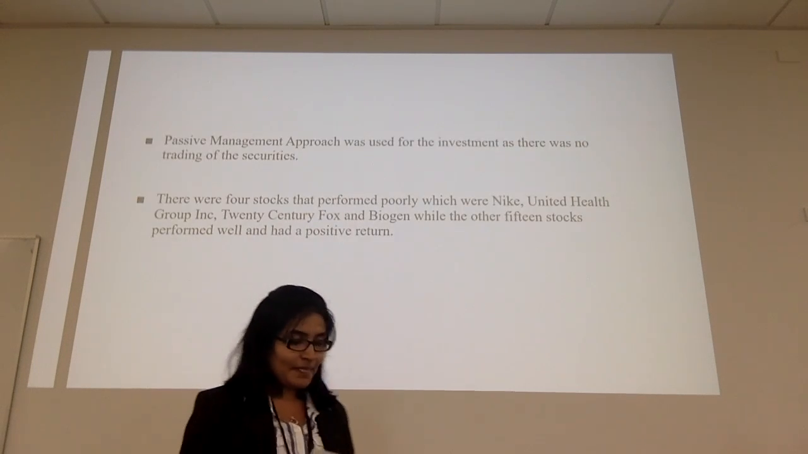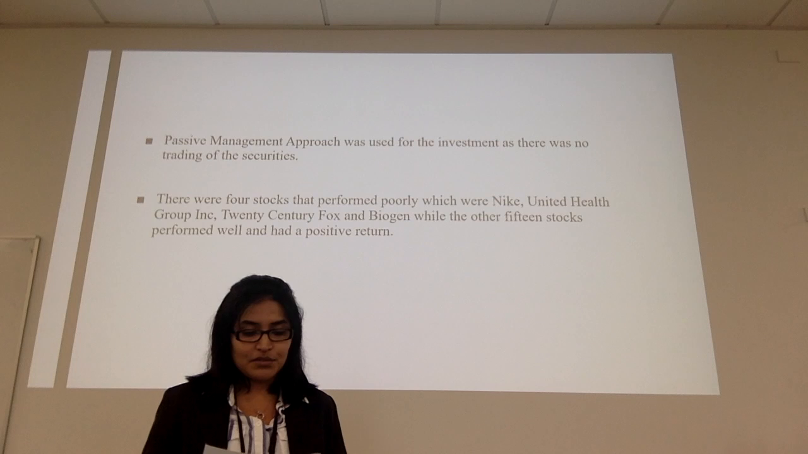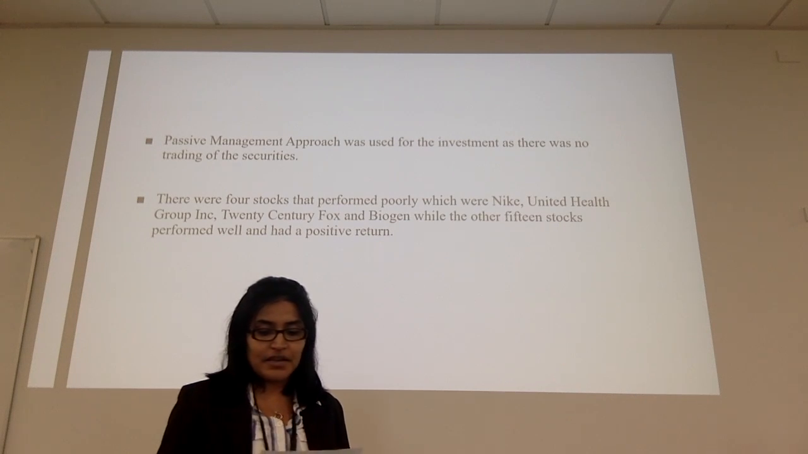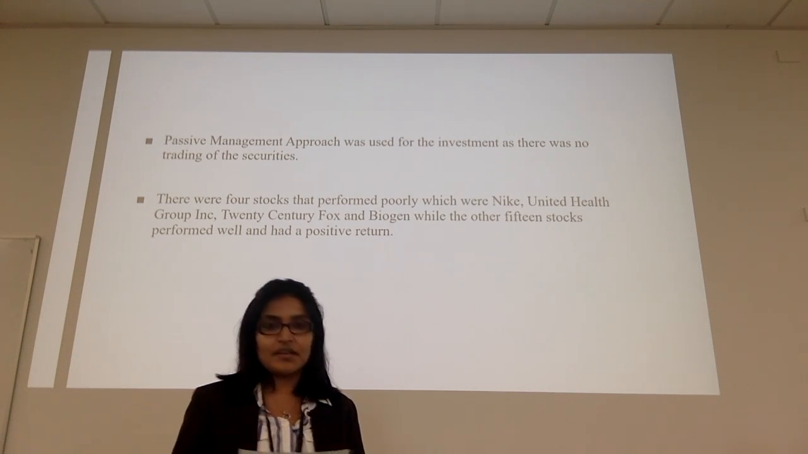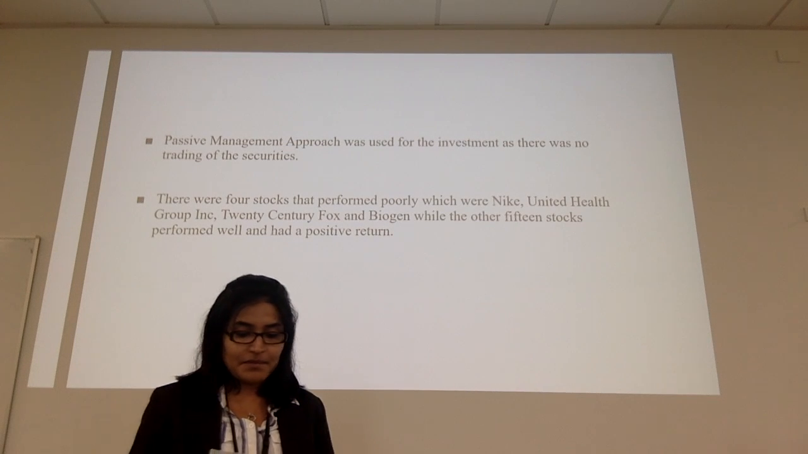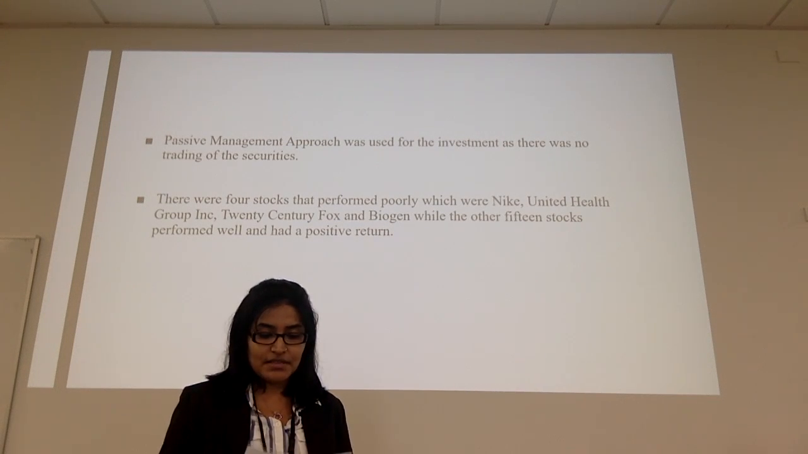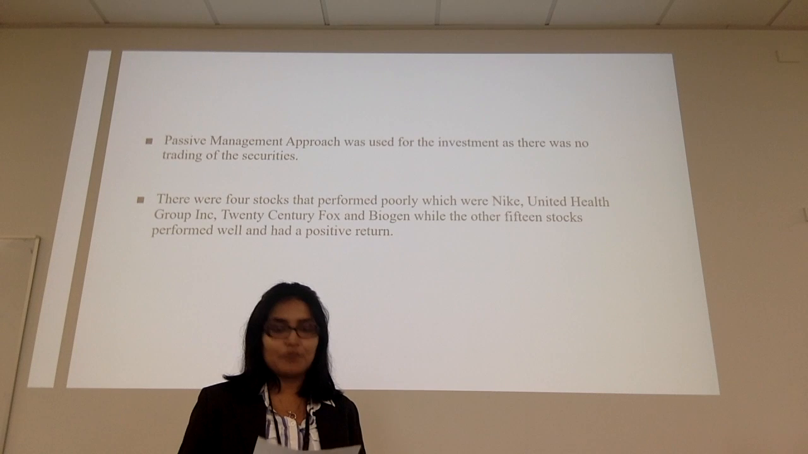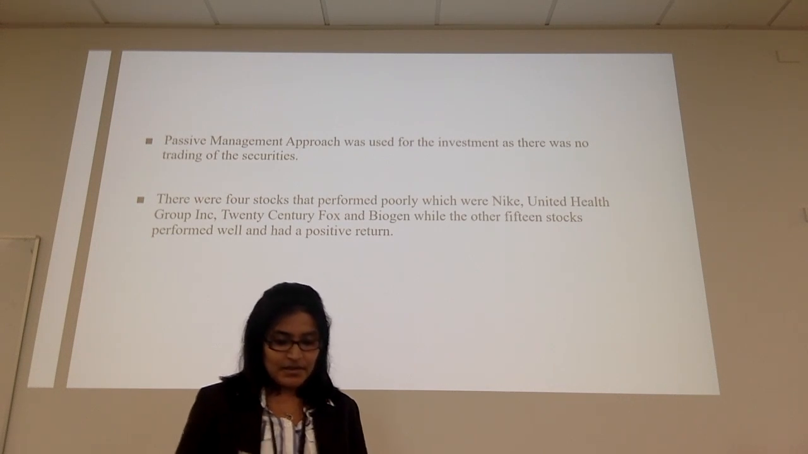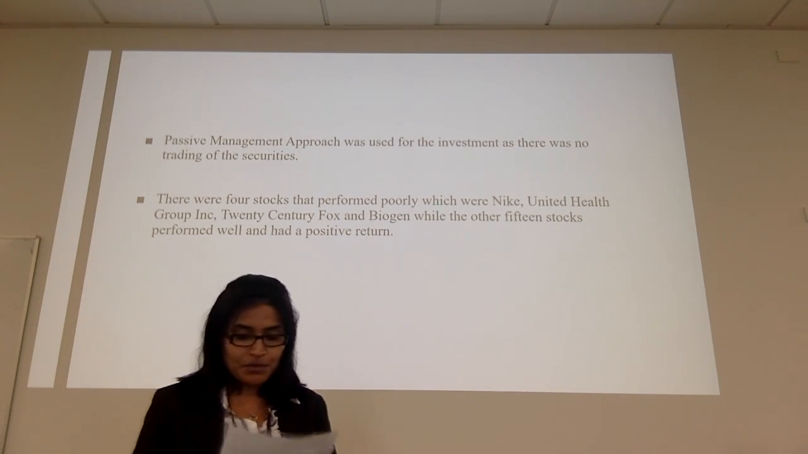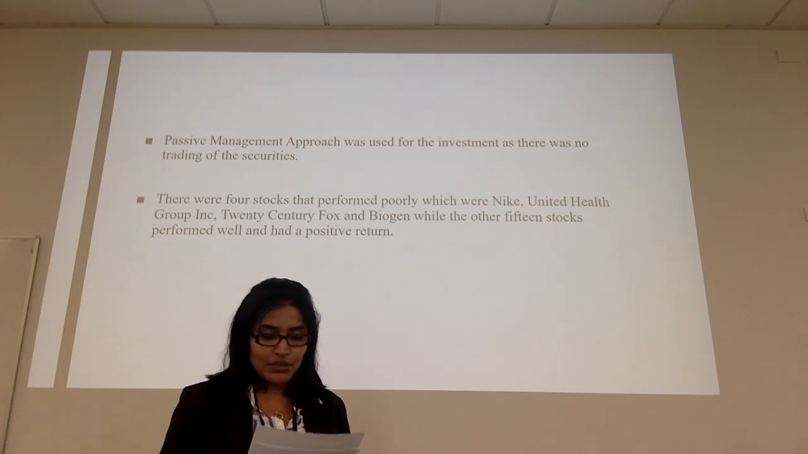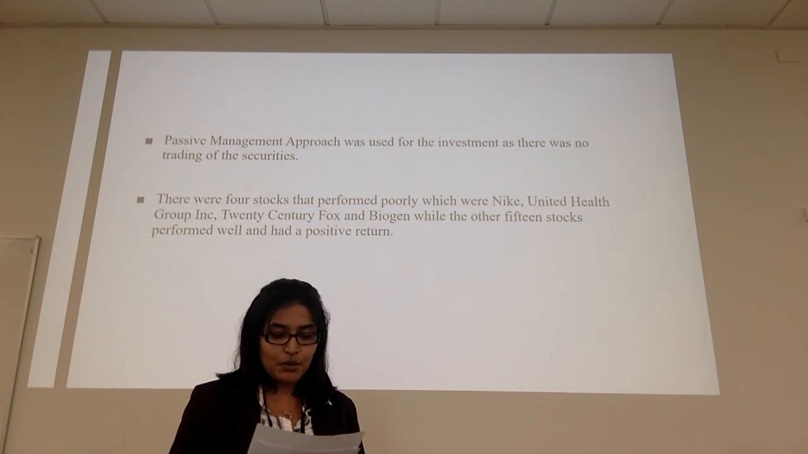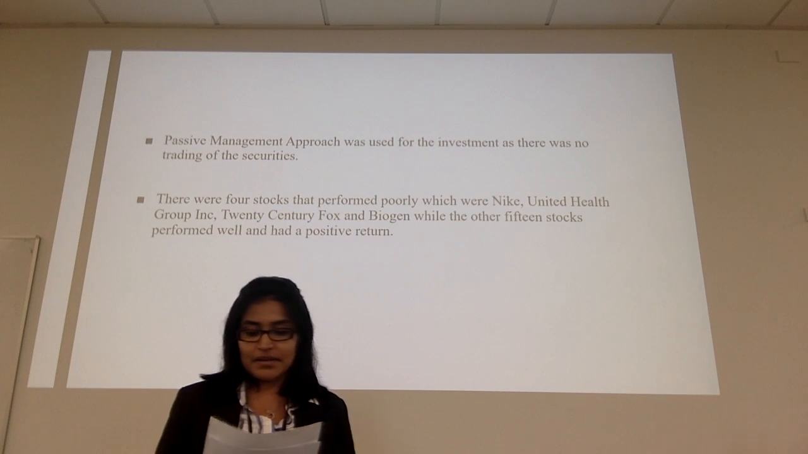Efficient Frontier includes investment portfolios that offer the highest expected return for a specified level of risk. A passive strategy was used as the investment did not include buying or selling of securities. There were 4 stocks that performed poorly, which were Nike, United Health, 20th Century Fox, and Biogen, while the other 15 stocks performed well and had a positive return.